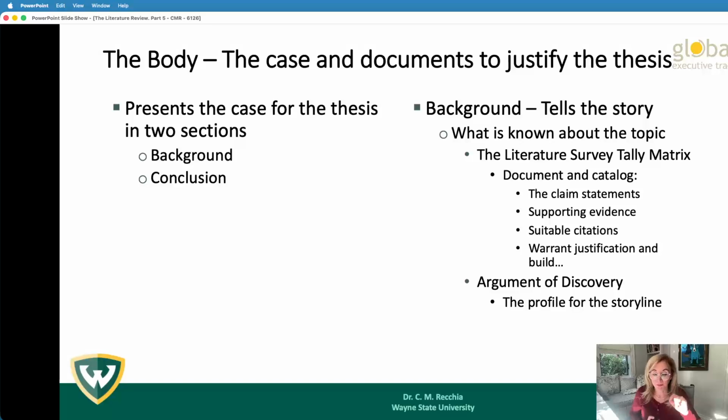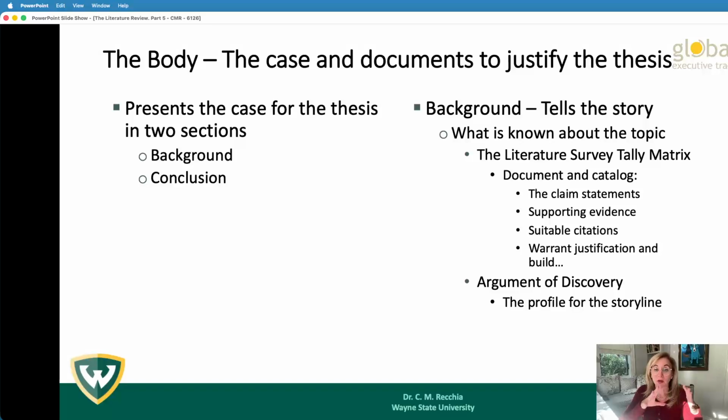And the tool that we will use to develop this and put all this together in our outline is the literature survey tally matrix. Obviously this can be done in a spreadsheet or on paper, as it is in the book, or it can be done easily with tools like EndNote and Zotero, which will help you put something like this together. So we are documenting and cataloging the claim statements, the supporting evidence, the suitable citations, and warrant justification, and all of this goes into building the argument of discovery, which is the profile for your storyline.